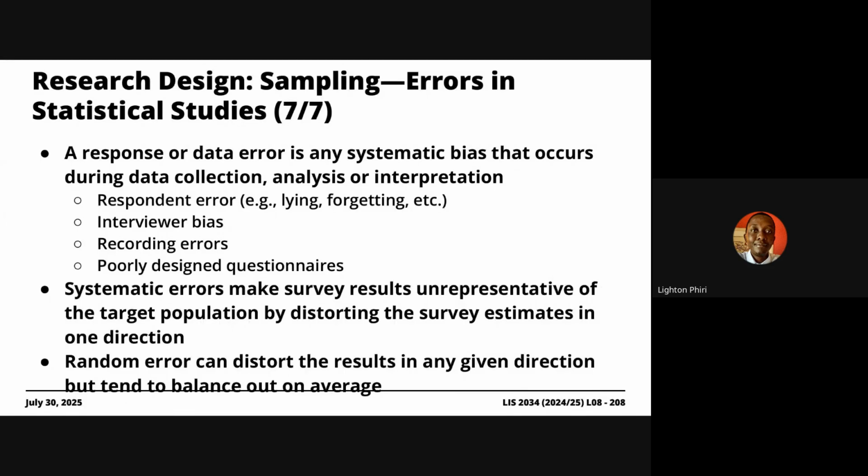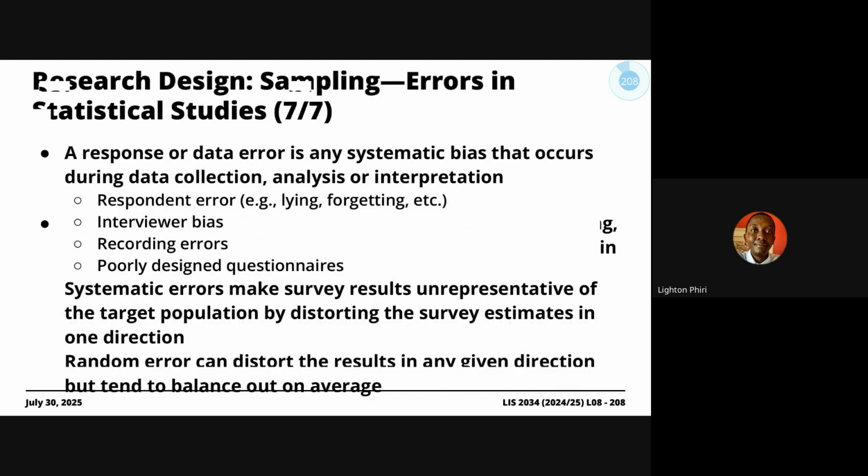And typically what we see is that these sort of systematic errors will make survey results especially unrepresentative of the target population, because they will distort the estimate in one direction. And then again, we see that random errors can distort the results in any given direction.